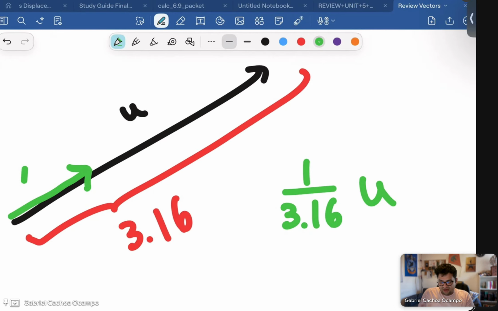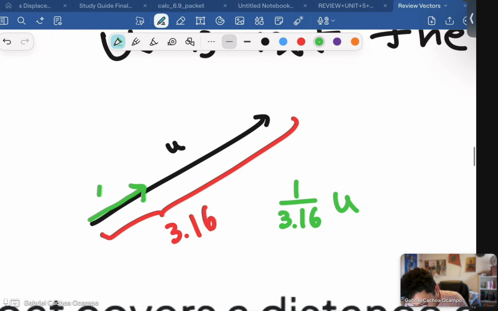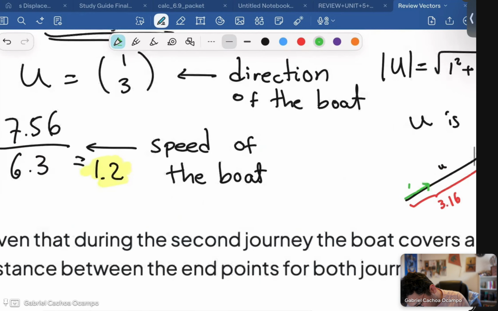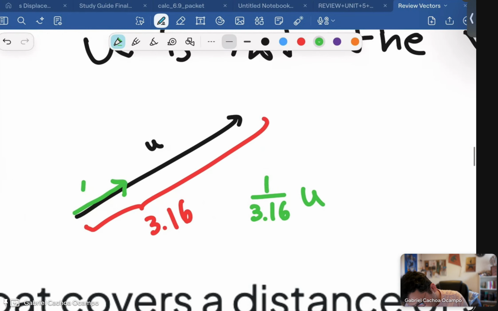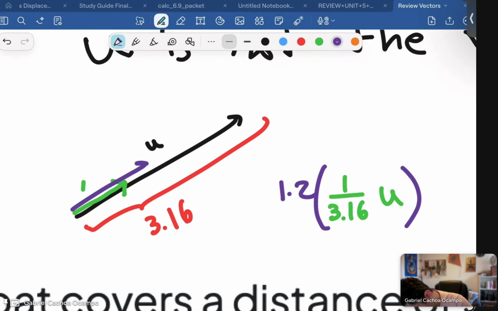But this again is not my velocity vector, because this will have a length of 1. By multiplying it by 1 over 3.16, I am shrinking it into a unit vector. And then I want it to have a length of 1.2. So what do I do to turn it into my velocity vector? I take this and multiply it by 1.2. This will be my velocity vector: 1.2 over 3.16 times u.